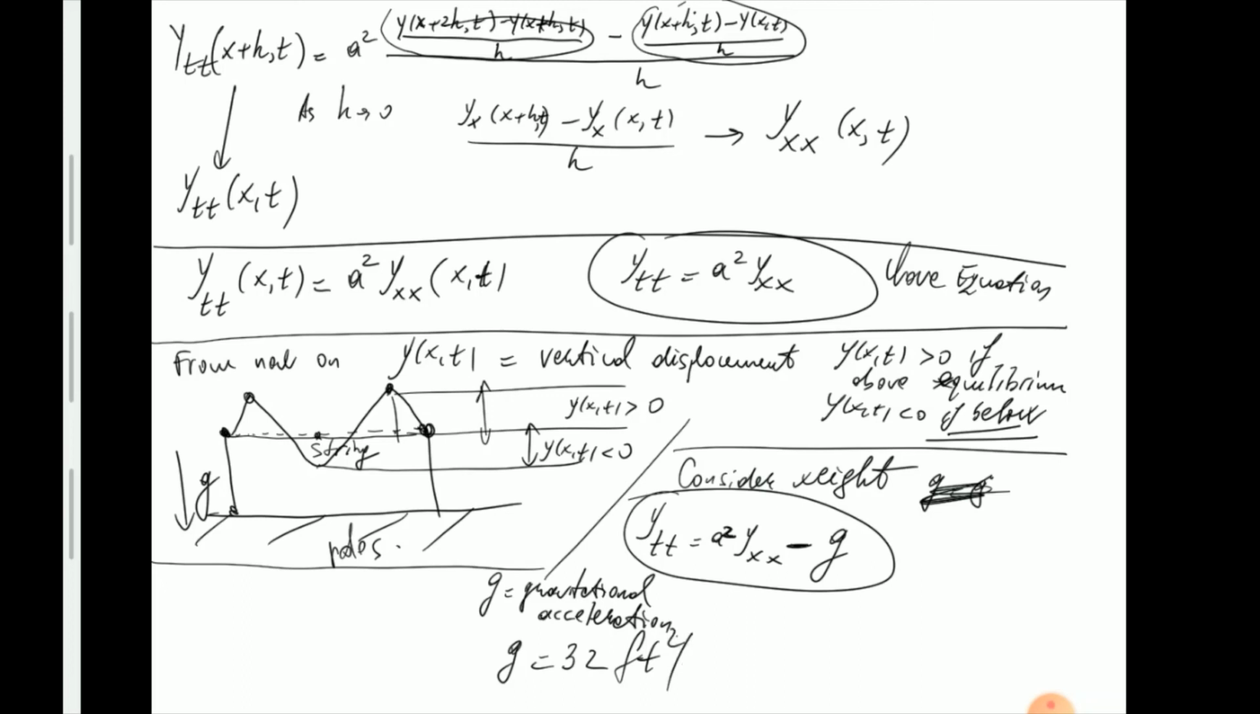Feet per second squared, I think. I forgot the units. And then in the metric system, this is going to be 9.8 meters per second squared. So 32 or 9.8. But it'll appear with a negative sign in the wave equation because it points downward. So I think I'm going to have one more page just to discuss possible boundary conditions, and I think that's it for today.